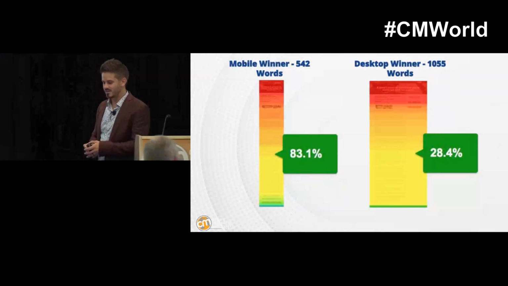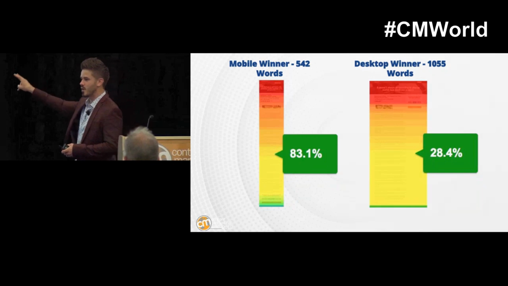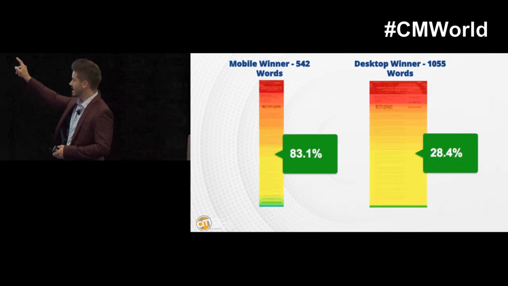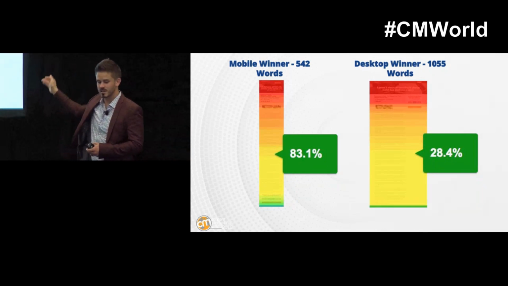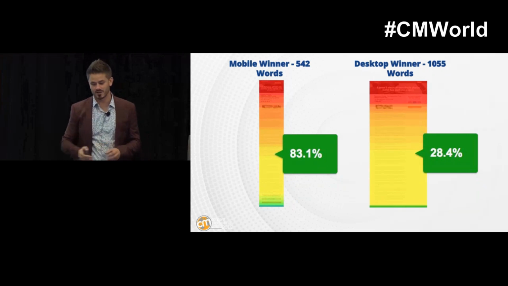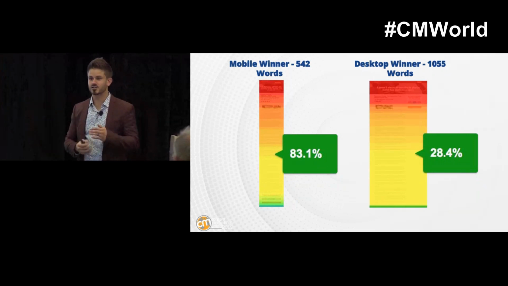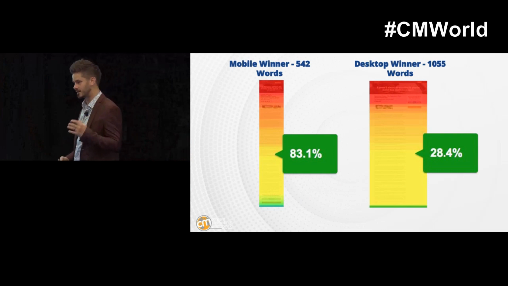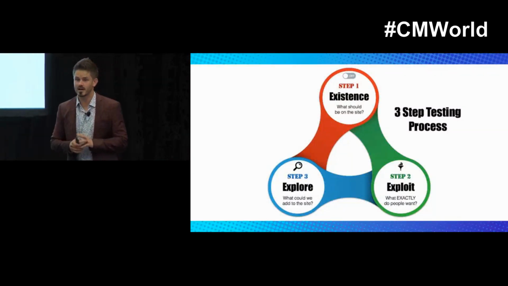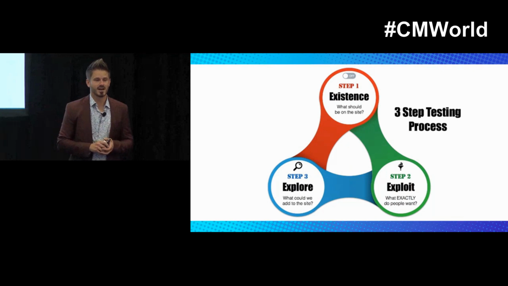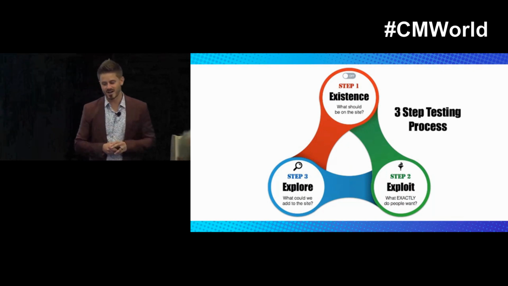And we ran these against each other and found that we had 2 different winners. We had a mobile winner that was the shortest version, a desktop winner that was the medium-length version, and those percentages are how much we increased conversions by testing just the amount of content. So like I said, you can set that test up really quickly. I'd love to help any of you guys answer any questions you guys have about that.